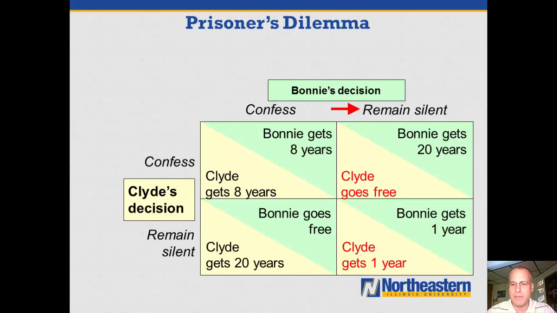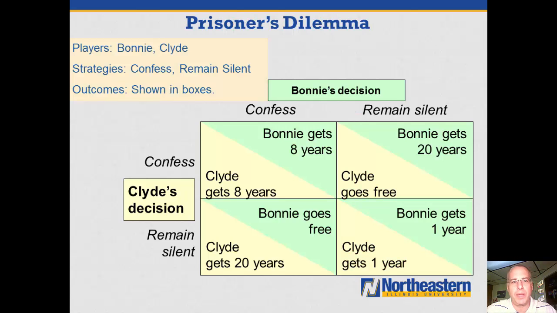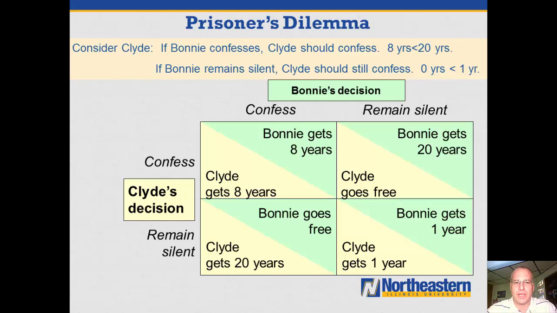So in our game here, our players are Bonnie and Clyde. Our strategies for each of them are to confess and remain silent, and the outcomes are shown in the boxes. The outcomes depend on the pair of strategies that are chosen. So we're going to start by taking a look at Clyde's position first. And we note that if Bonnie confesses, Clyde should still confess, right? Clyde should confess if Bonnie confesses, because 8 years in jail is a lot better off than 20 years in jail. We're looking at the left-hand column. Once Bonnie has chosen to confess, Clyde likes 8 years in jail better than he likes 20 years in jail, so he should confess.